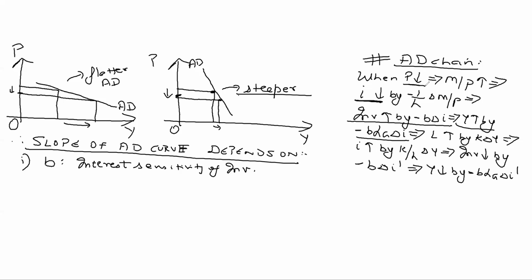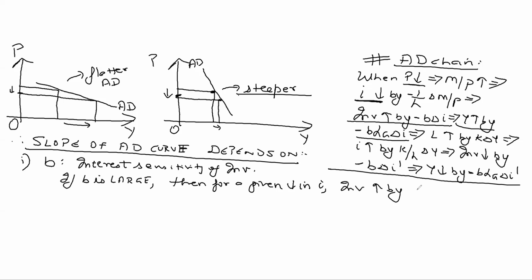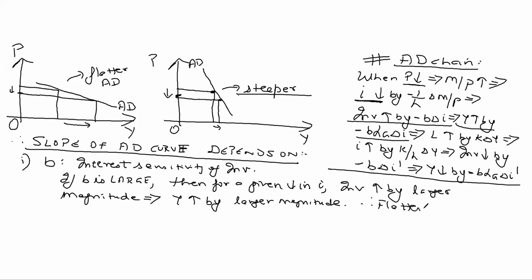So I can say if B is large, then for a given fall in I, investment will increase by a larger magnitude, which implies output will also increase by a larger magnitude. Therefore, a flatter AD curve. So the AD curve will be flat if B is large.